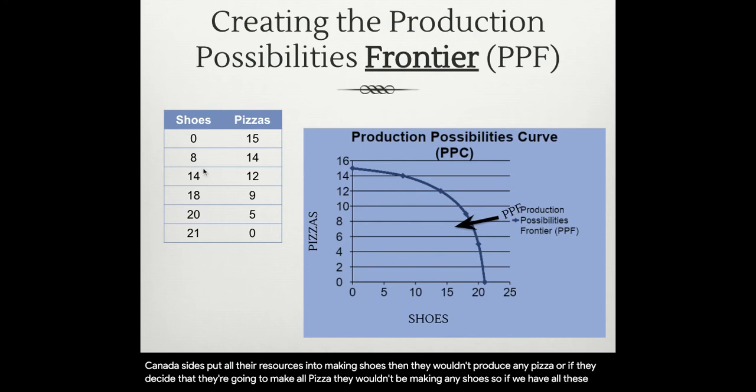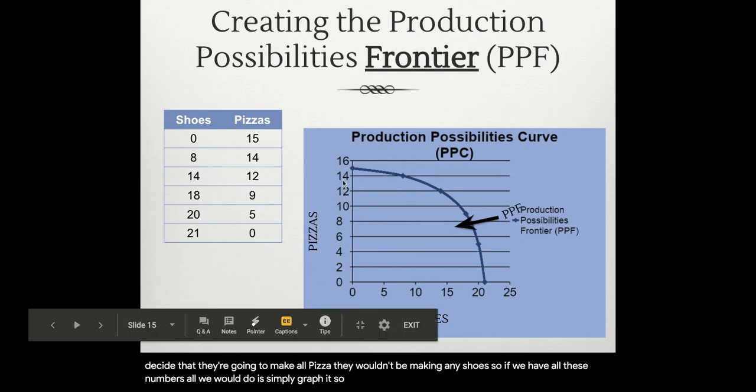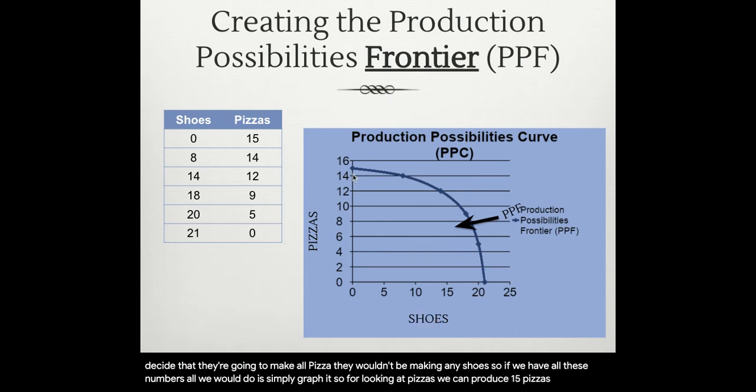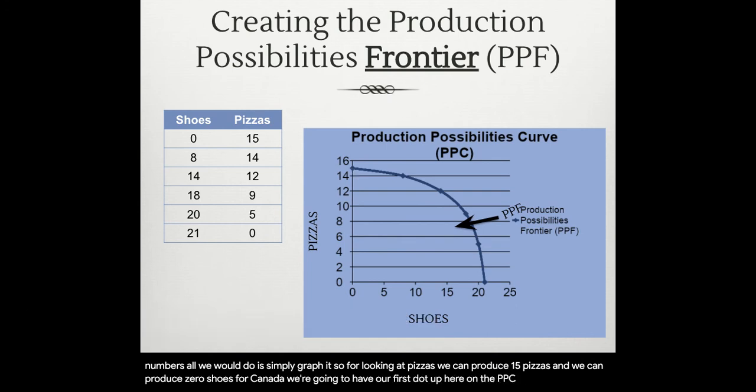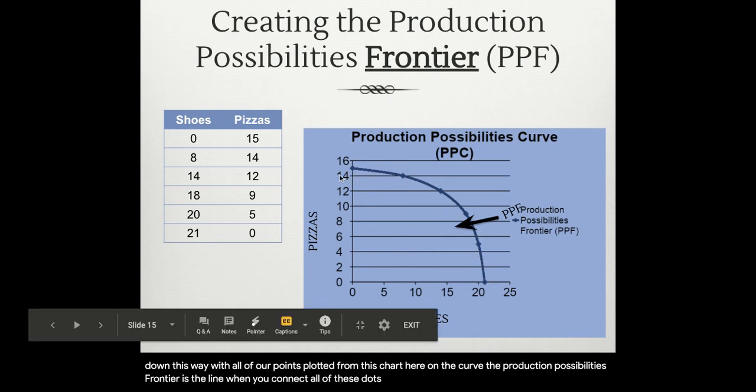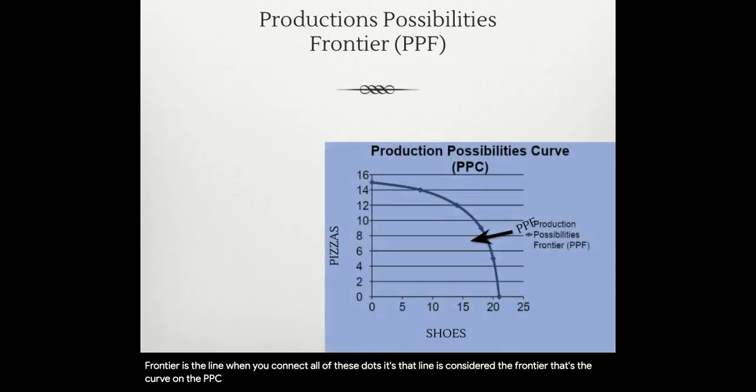So if we have all these numbers, all we would do is simply graph it. If we're looking at pizzas, we can produce 15 pizzas and we can produce 0 shoes for Canada. We're going to have our first dot up here on the PPC. And then if we decide we're going to produce a little bit of shoes, but still majority pizzas, we're going to have a curve go down this way with all of our points plotted from this chart here on the curve. The production possibilities frontier is the line. When you connect all of these dots, that line is considered the frontier. That's the curve on the PPC.